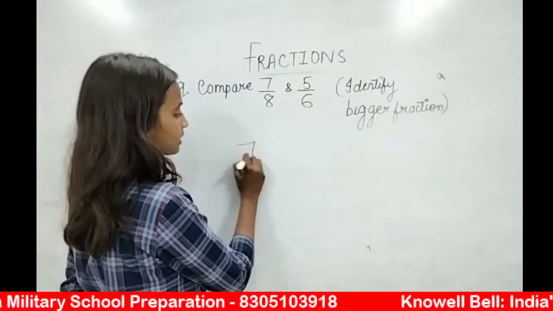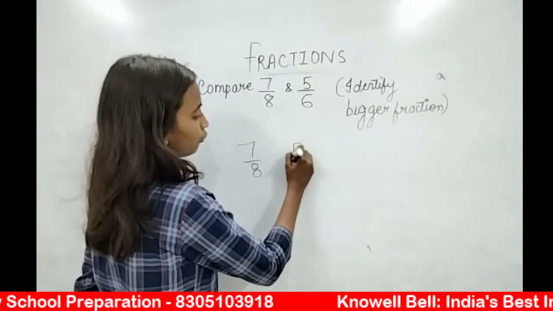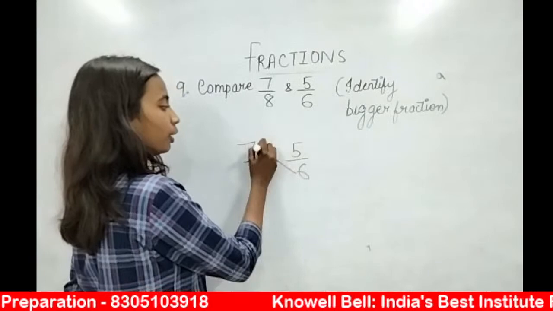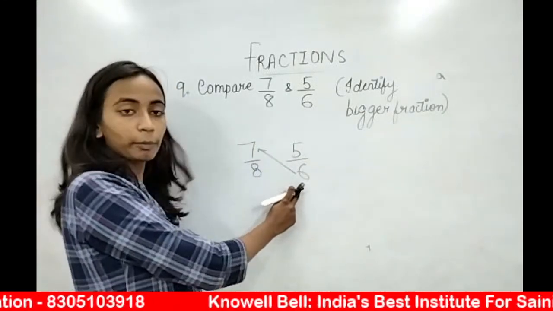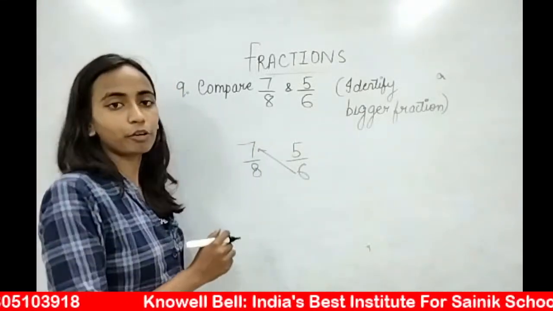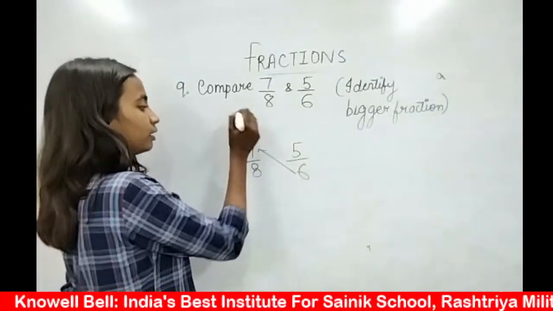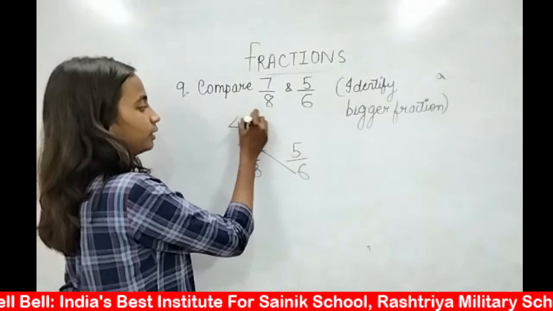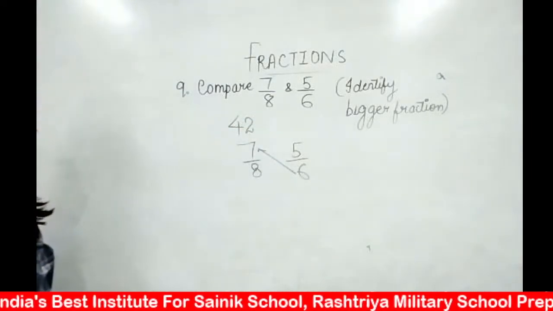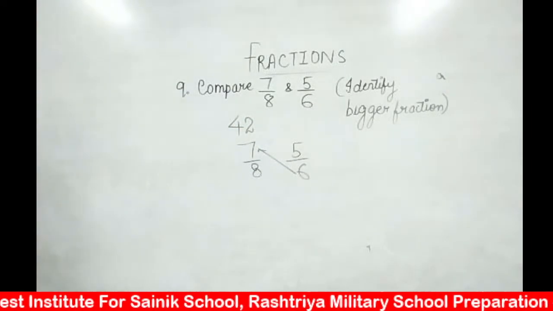Write down 7 by 8 and 5 by 6. Multiply the denominator of the second fraction with the numerator of the first fraction. 6 6s are 36, 6 7s are 42. Okay, is this clear?